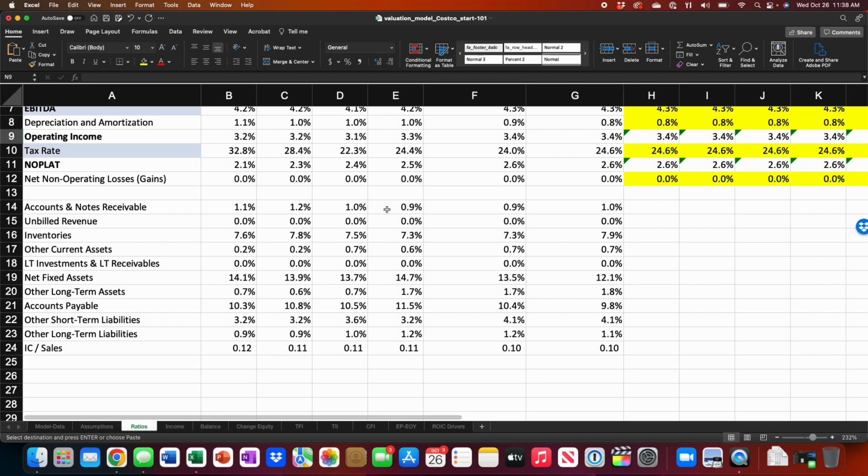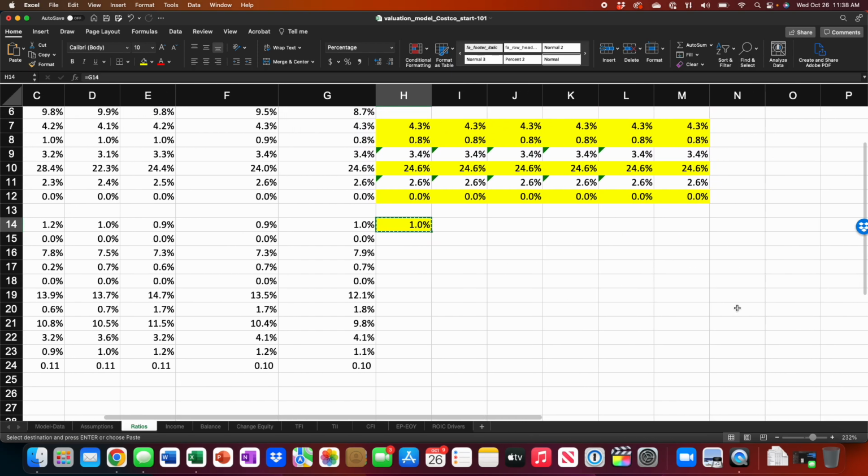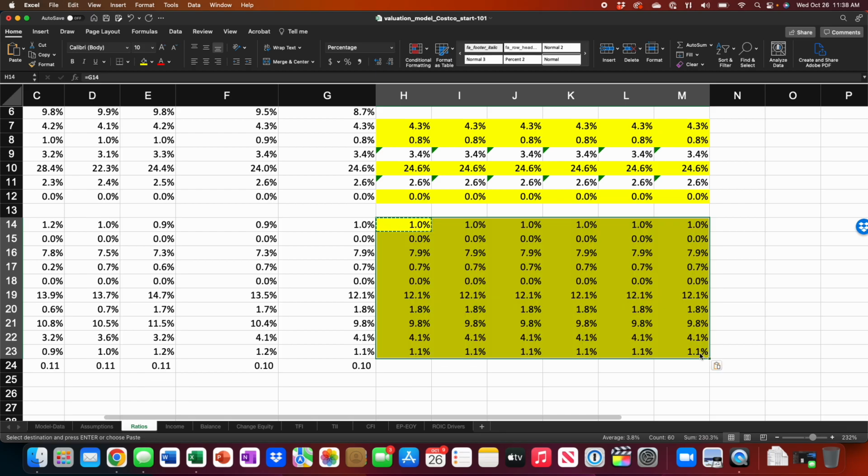But long story short, accounts and notes receivable, H14, these 10 or 11 balance sheet ratios, equals the previous year, and we'll make that yellow. Then we're going to take cell H14, copy it, select all the way down to M23, and paste it. So that basically just says repeat, equal the previous year, for all these cells all the way down through row 22.